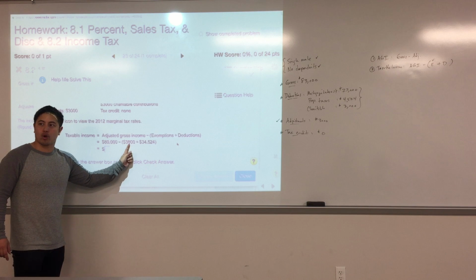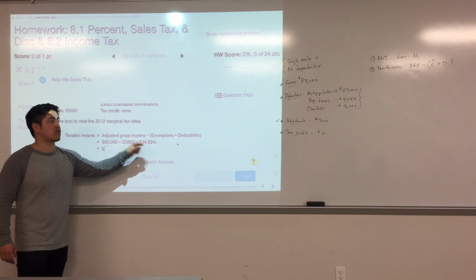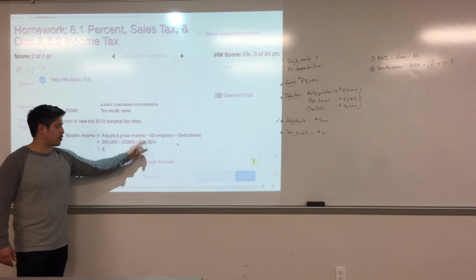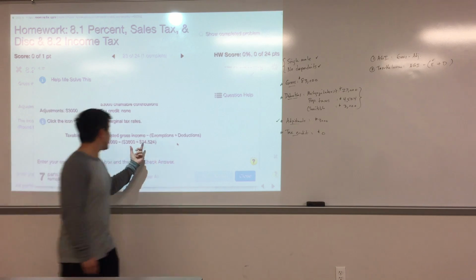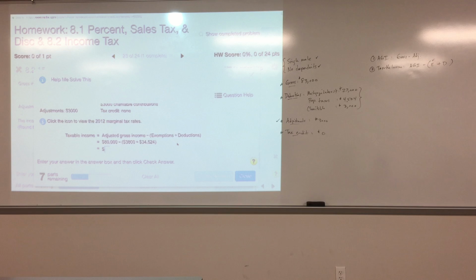Your exemptions are per person. Your deductions, we chose to use the itemized deductions because it's greater than the standard of 5,950. So that means our total taxable income is going to be your 80,000, your AGI, minus those two areas. So what did you get? Somebody get that answer?